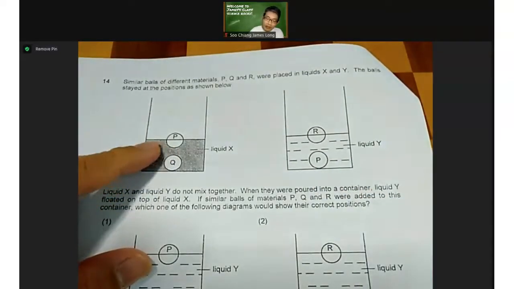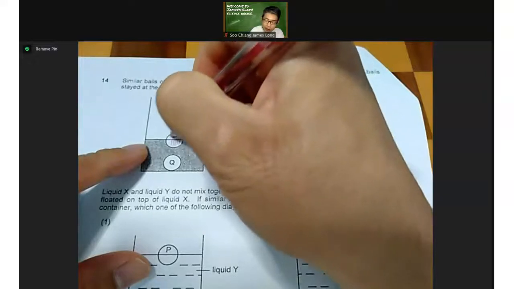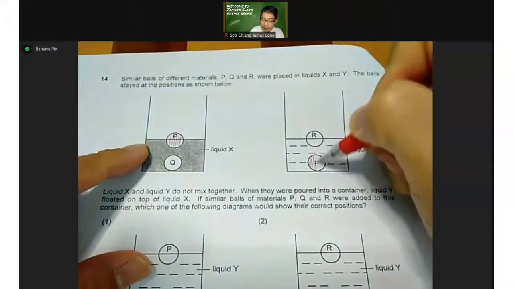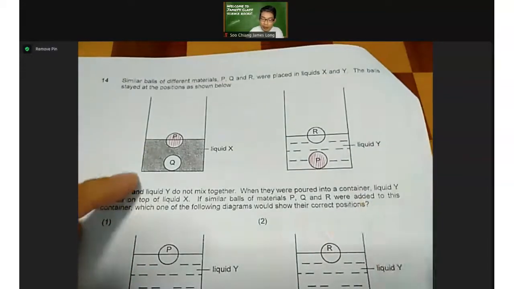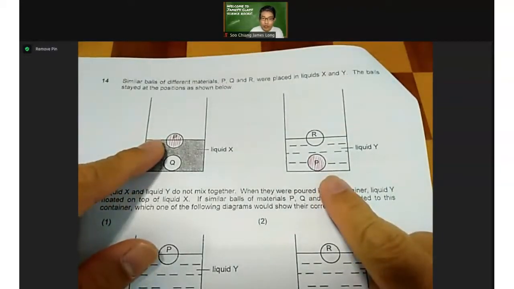I'm going to color it. I think it's helpful to do this kind of thing on your PSLE paper. The examiners will not look at it. You just do it because it helps you, not because you want to decorate it. So this red ball, which is the P ball, or material P, will sink, but R will float.